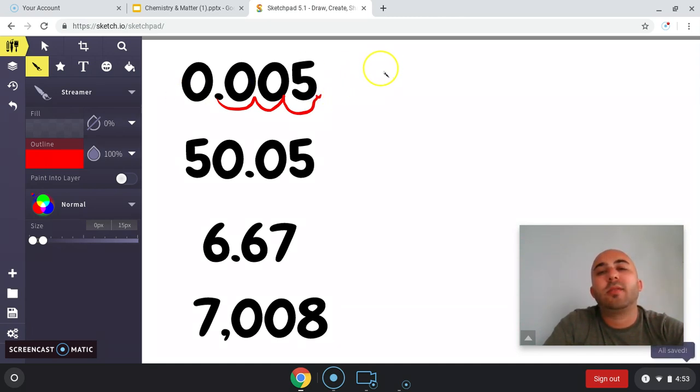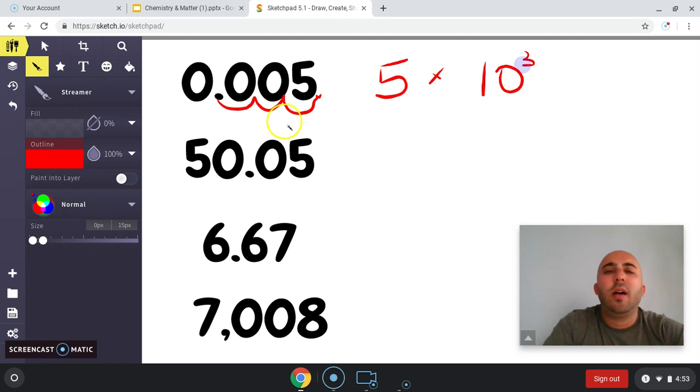this number as 5 times 10 to the, well, how many times did I move the decimal point? 1, 2, 3. 5 times 10 to the 3.